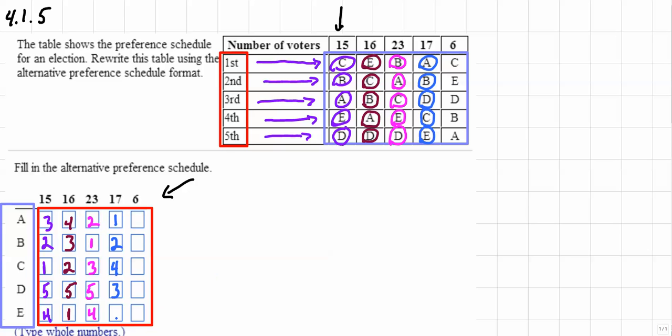Then we'll do the last column, and the first entry will be C. The second entry will be E. The third entry will be D. The fourth entry is B, and the fifth entry is A. And that is the alternative preference schedule. Note that it said type in whole numbers here, and that's exactly what I've done in the table. And that's all we needed to do for this particular problem.